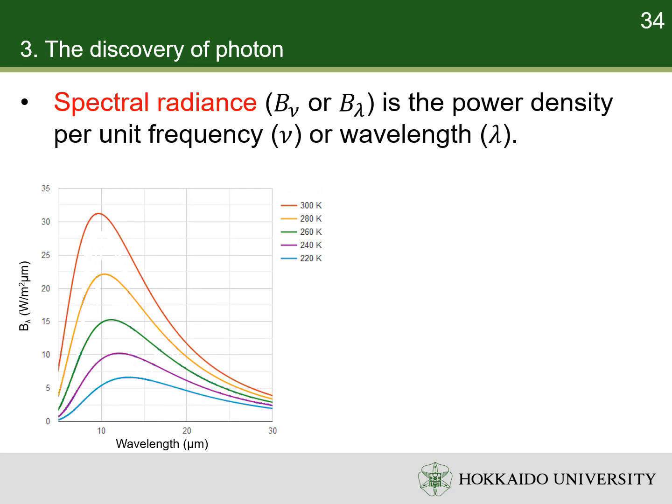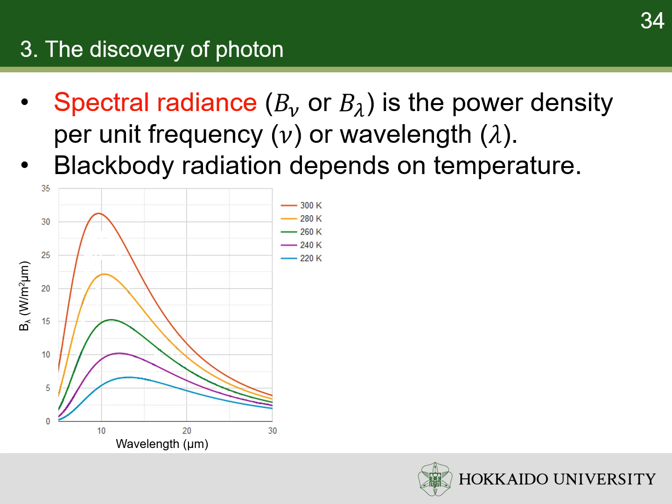The radiation behaviors of a surface are described by its spectral radiance. Spectral radiance is the power density per unit solid angle per unit frequency or wavelength, depending on whether the spectrum is taken as a function of frequency or wavelength. Kirchhoff's law of thermal radiation states that the spectral radiance of a blackbody depends upon the temperature.